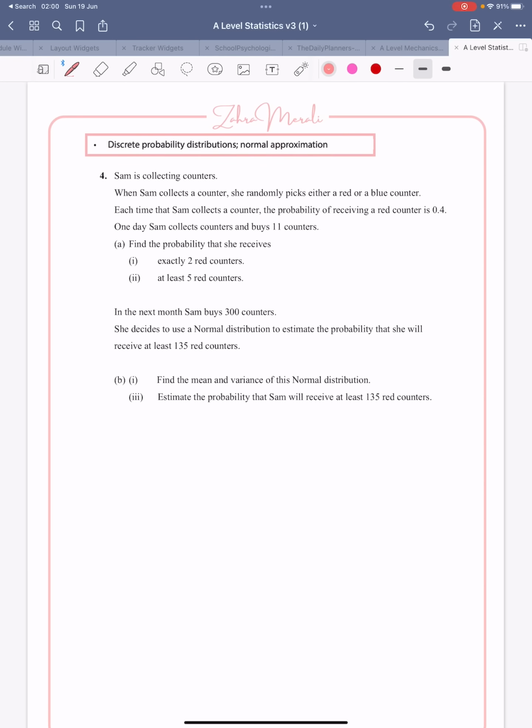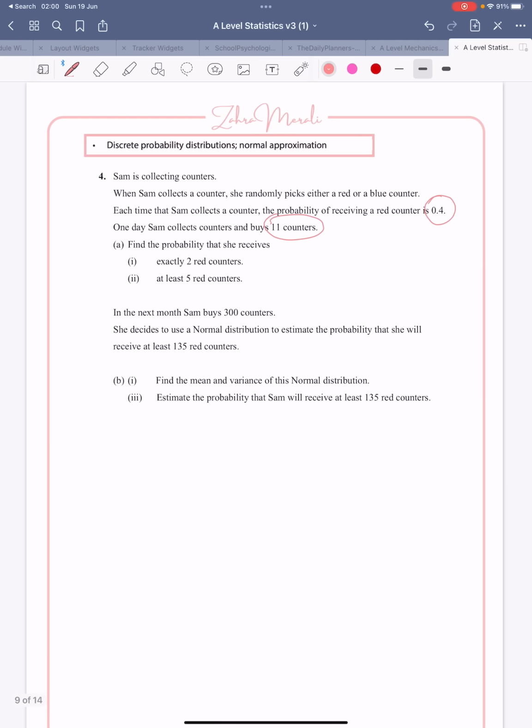Okay, we've got a question about a discrete probability distribution with a normal approximation. Now, you can have discrete where you have a probability distribution with a table, or you've got binomial distribution. Now, as we read this, we don't have a table. There's not a table to put together. So we know this is going to be a binomial question. When Sam collects a counter, she's picking red or blue. We've got a probability and we've got a set number of trials. So straight away, we know it's binomial 11, 0.4.